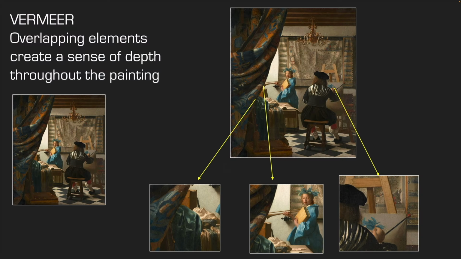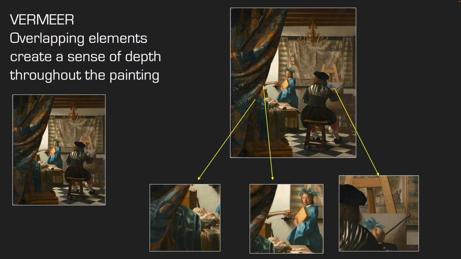The next thing is overlapping elements, and again we talked about that with interiors: when items overlap one another you get a sense of depth. When they're separated, depending on where they are, you get a sense of depth. But if they are tangential, if they're just touching, it might destroy that sense of depth.